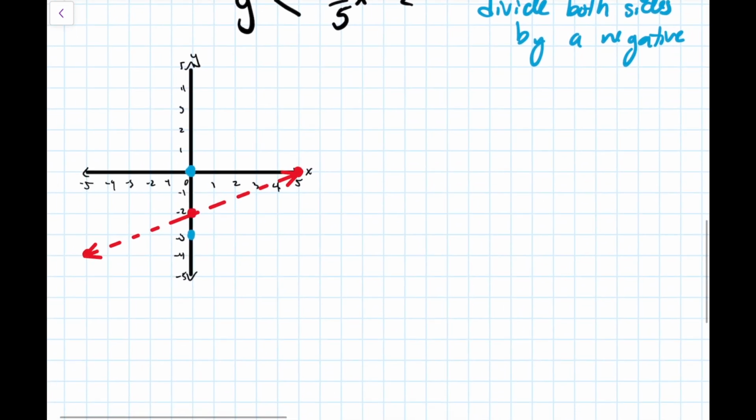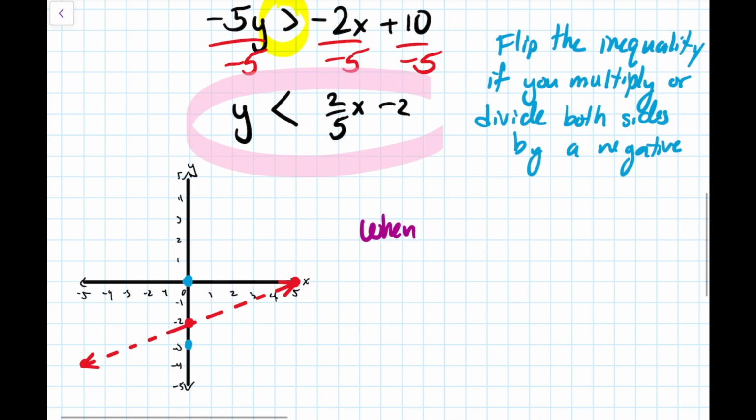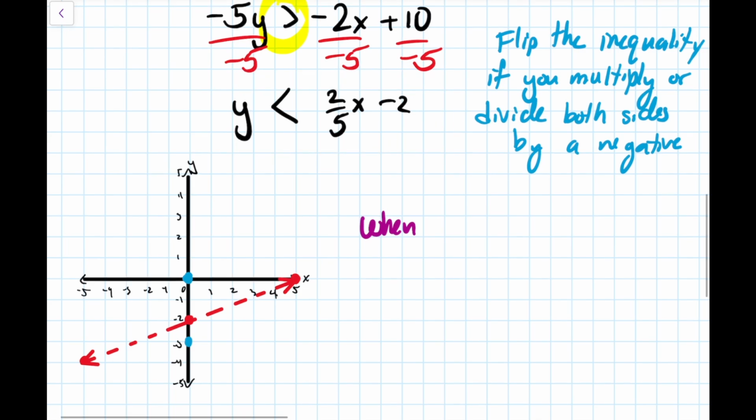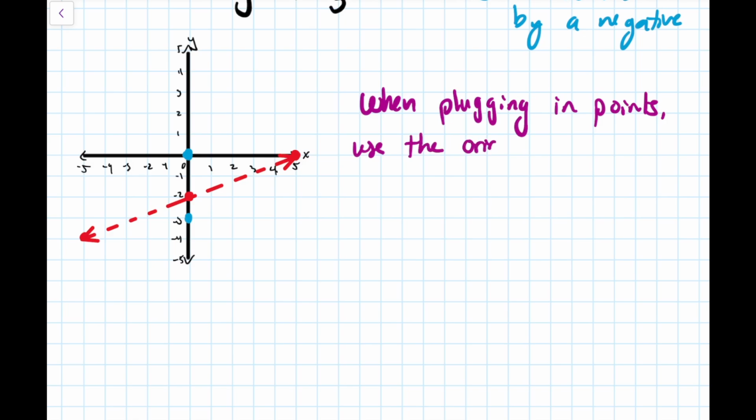When you're plugging things in, you can't plug them into this. Or I mean, you can, but it's a very bad idea. So when plugging in your points, plug them back into the original equation. That will help you potentially avoid some mistakes. If you've messed up while converting, you might be able to catch it by plugging it back into the right spot. So when plugging in points, use the original inequality. And that is something we're going to do at several points throughout this chapter, so it's something to get into the good habit of doing now.